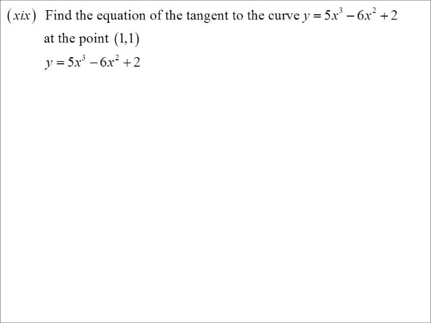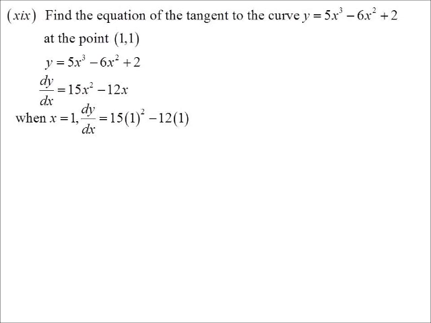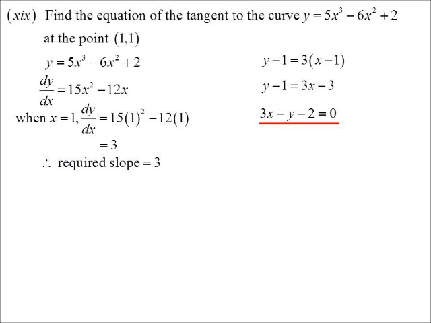Y equals 5x cubed minus 6x squared plus 2. Differentiate it. Remember, that's not the slope of the tangent. That's the formula that allows us to find the slope of the tangent. We want when x is 1, so substitute 1 into the derivative. Our slope is 3. We have a point, we have a slope, and we have this beautiful formula, the point-slope formula: y minus y1 is m outside of x minus x1. Tidying it all up, there it is. I put it in general form. So 3x minus y minus 2 is equal to 0.